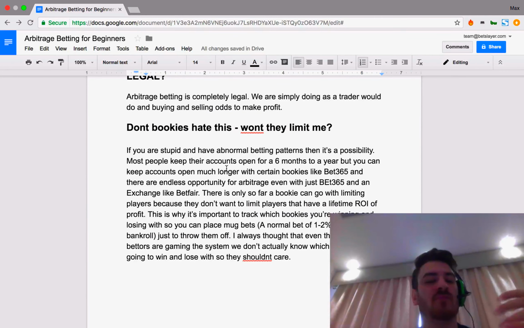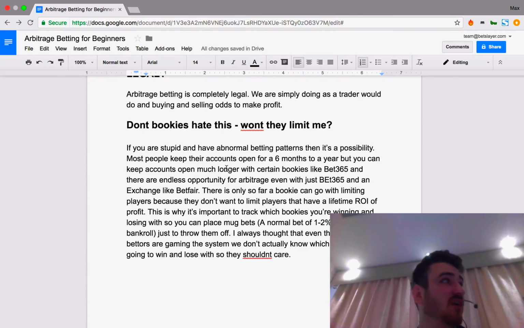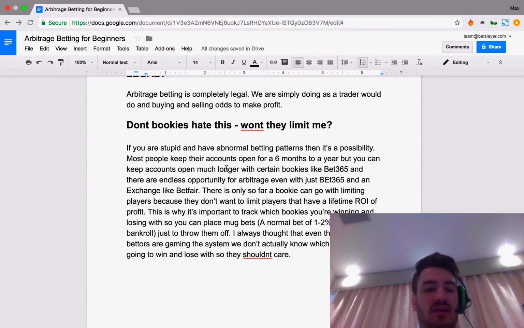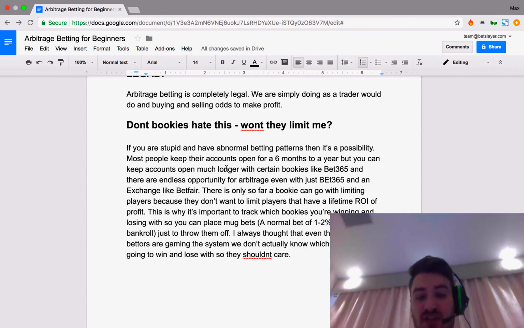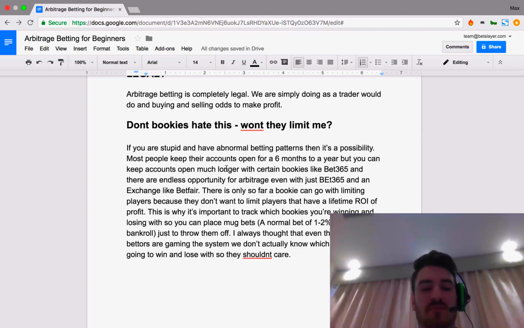Don't bookies hate this? Won't they limit me? If you have abnormal betting patterns and have a dodgy sort of past at that bookmaker, it's a possibility. But accounts can be open much longer with bookies like Bet365, and most people keep their accounts open for 6 to 12 months or more. There's only so far a bookie can go legally and both in their interest with limiting players, because they don't want to bet players, because usually most players have a lifetime ROI of quite a lot, so it'd be stupid for them to limit.